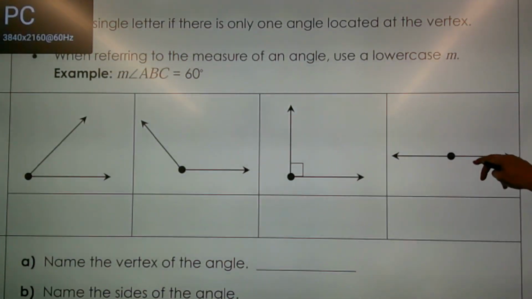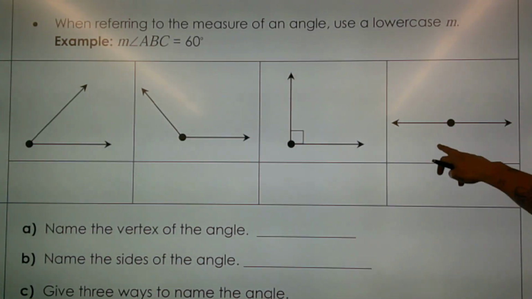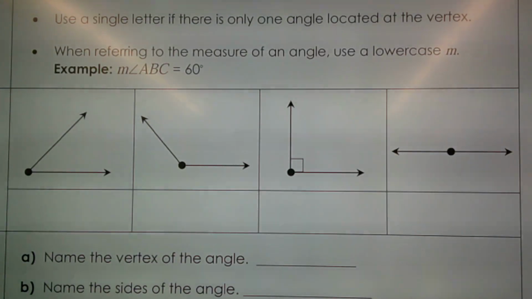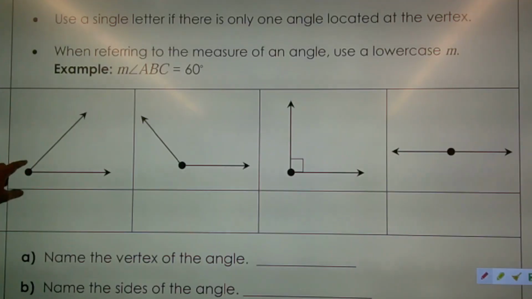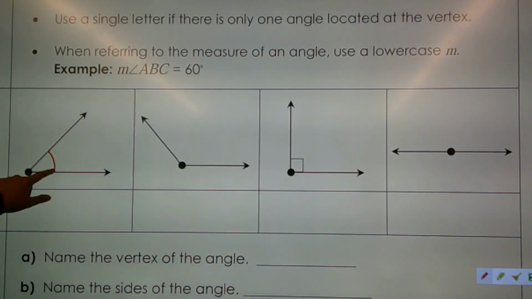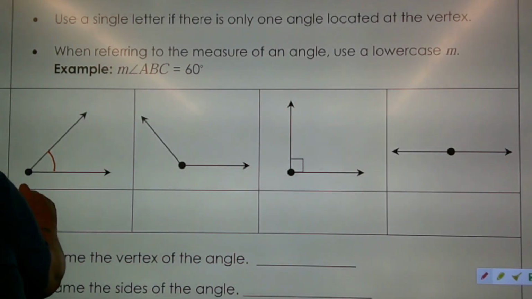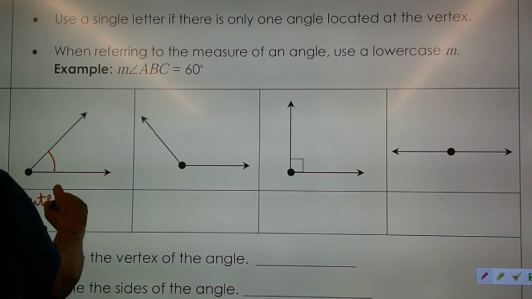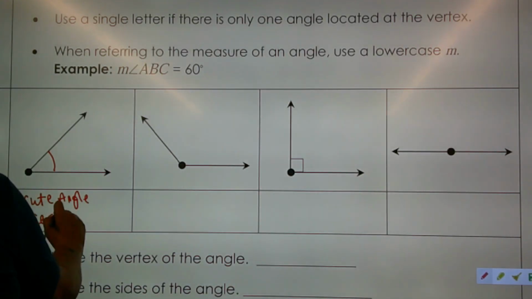There are 5 basic types of angles. This only lists 4, but I will tell you the 5th one. Alright? There is an acute angle, which means that it's less than 90 degrees. Right? So it's an acute angle, less than 90 degrees.